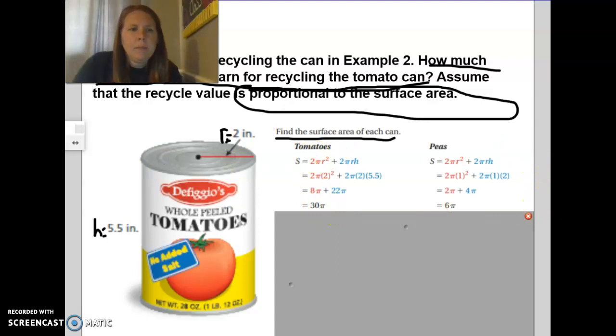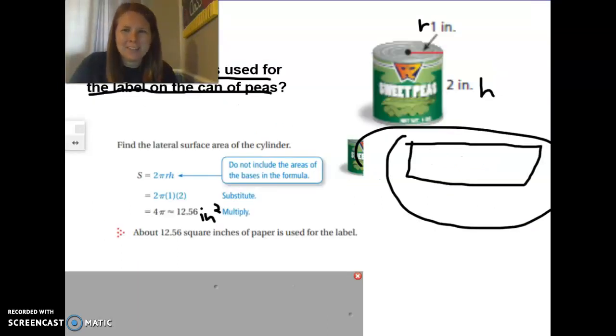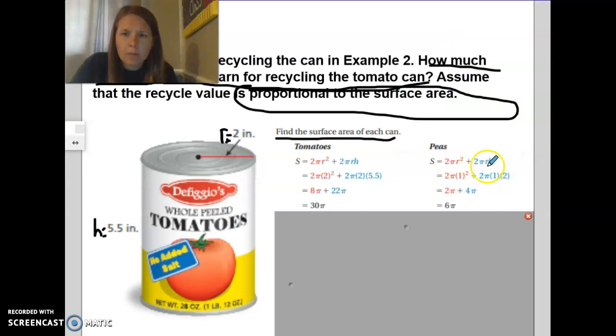For my can of peas, the radius was 1 and the height is 2, so plugging that in. Now, it may look like we already solved this, but remember, we only solved for the actual label of this. So I have to go back and solve the whole problem. I'm putting in the 1 for my radius. In this case, 1 squared is just 1, so I just have 2 pi. Then I've got 1 times 2, which is 2, and then multiplied by 2 again, which gives me 4 pi. Add my 2 constants, the 2 and the 4, which gives me 6 pi. That's the first part. We're just going to leave it with the pi's: 30 pi and 6 pi.